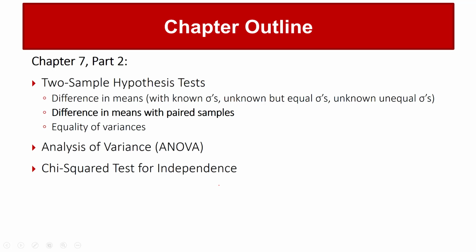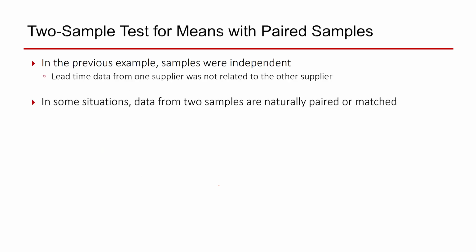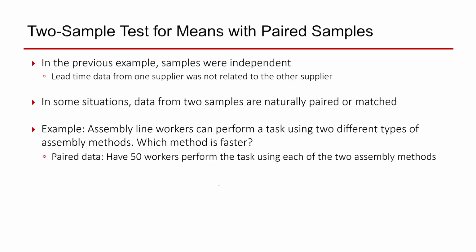So now let's do an example with paired samples. Those examples were with independent samples, where we have completely separate samples from completely separate suppliers. In some situations, data from two samples are naturally paired or matched. For example, assembly line workers can perform a task using two different types of assembly methods. Which type is faster? One plausible scenario for paired data would be having 50 workers perform the task using each of the two assembly methods. So each of the 50 workers would have 2 data points associated.